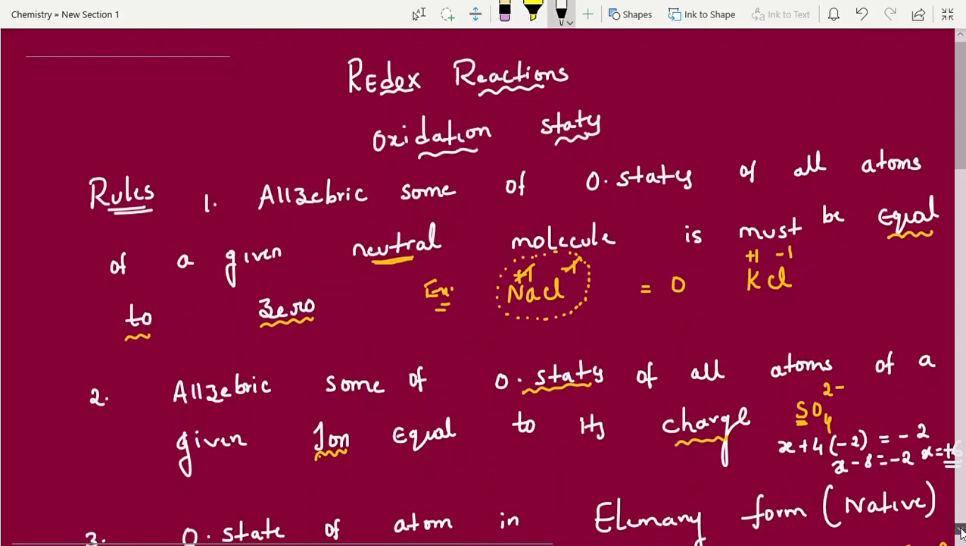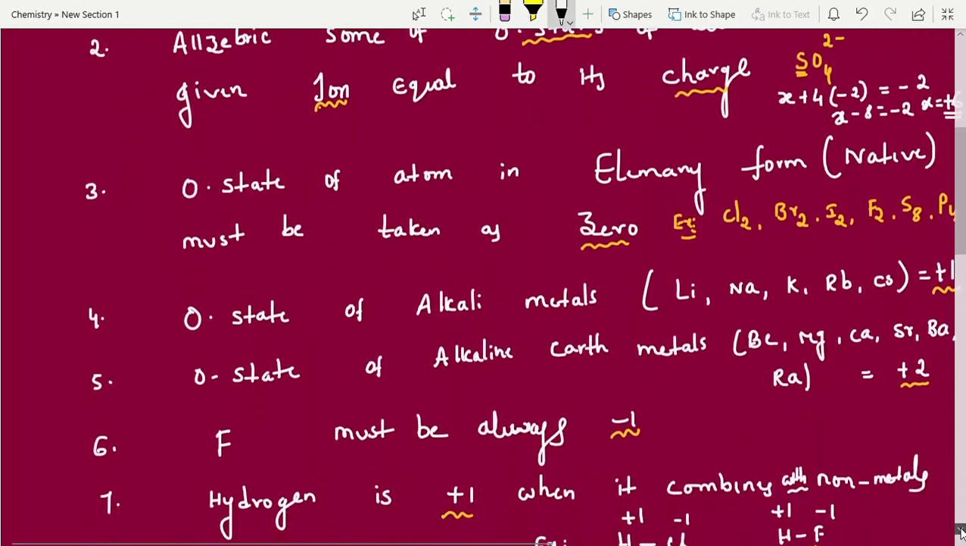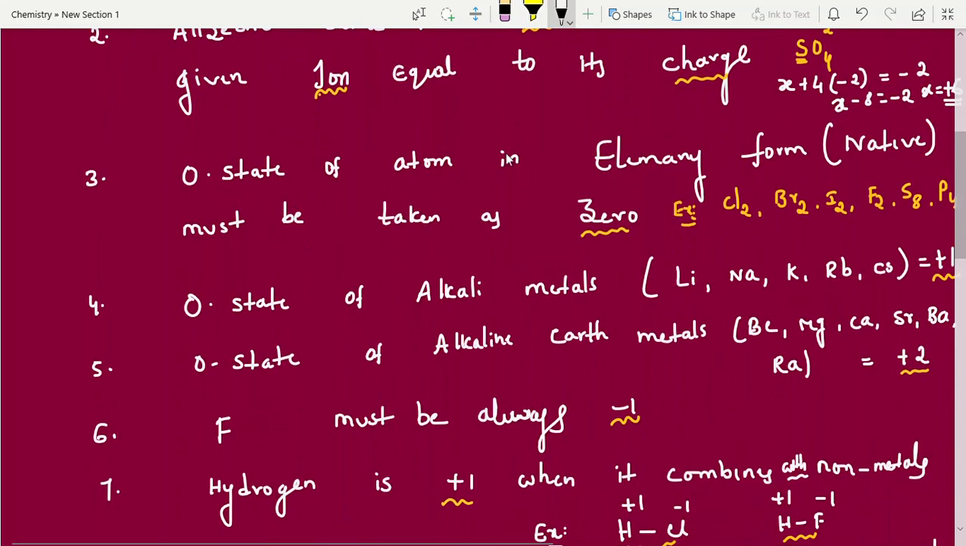Rule 3. Oxidation state of an atom in elementary form, that is the native state. It is not combined with others, the free state. See, look into the above cases. Chlorine combined with what? KCl, potassium and sodium. Then its oxidation state, definitely it shows some oxidation state.